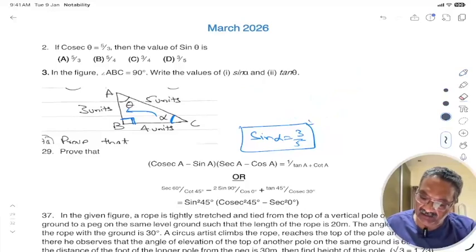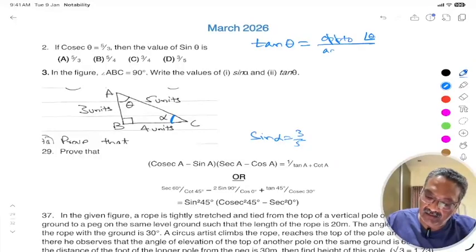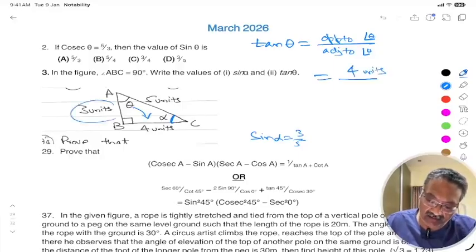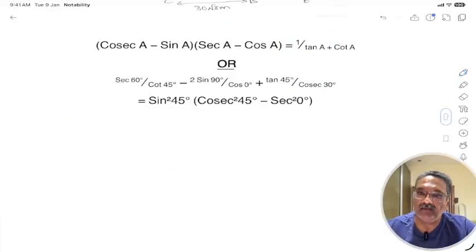Simple. Similarly, they want tan theta. Now what is tan theta? Tan theta is equal to opposite to angle theta divided by adjacent to angle theta, which is 4 units divided by 3 units. So therefore, tan theta is equal to 4 by 3. Simple. You should not miss these two questions.